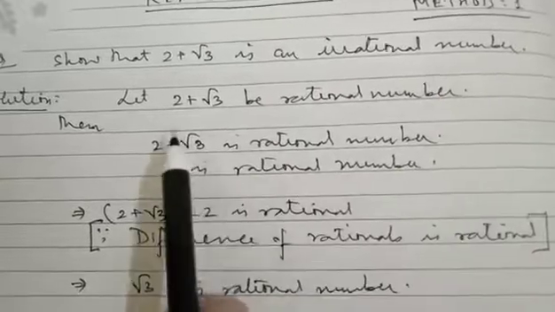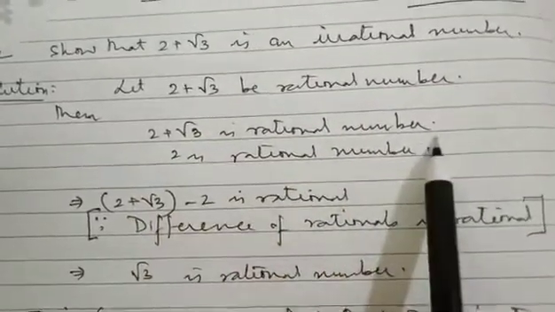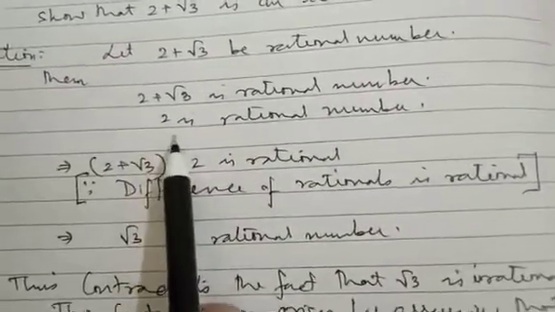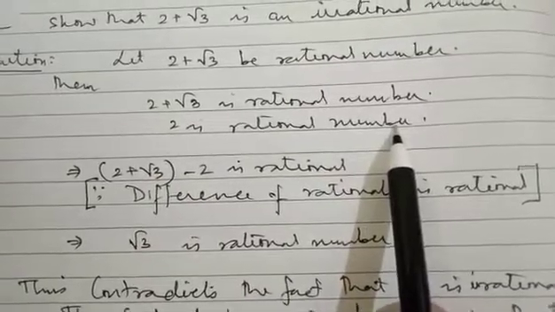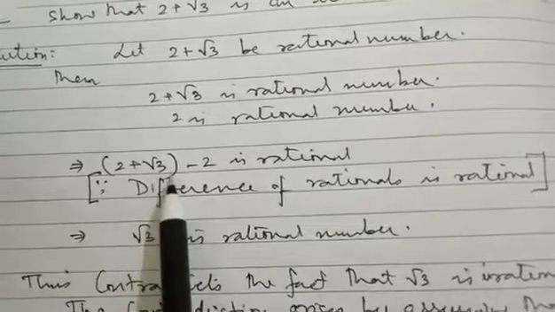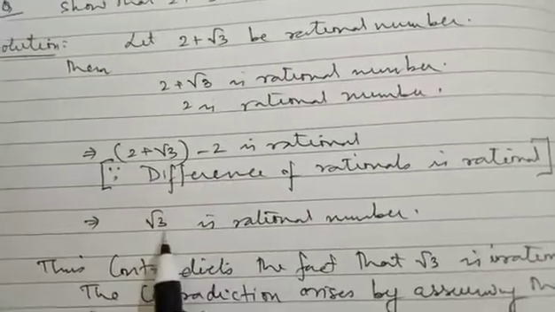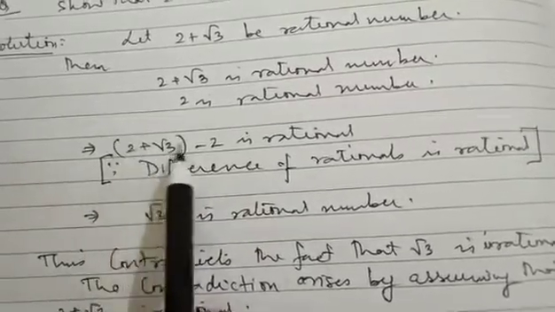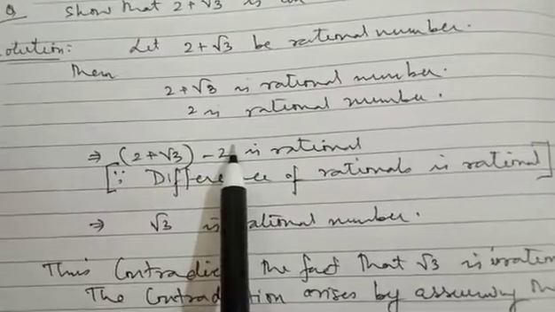So the solution is, we will assume 2 plus root 3 to be a rational number. Then we will take one more rational number, that is 2, which we have taken here. The question that comes to mind is why we have taken 2 as a rational number. The answer is here. 2 plus root 3 minus 2 will give us the answer root 3, and the difference of two rational numbers is a rational number.